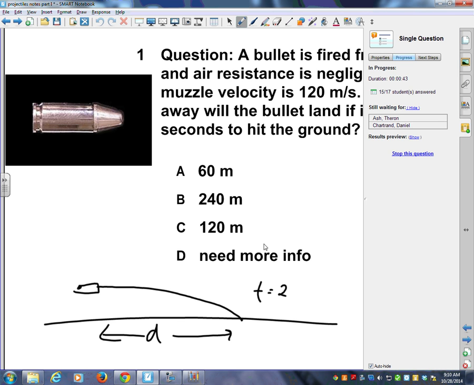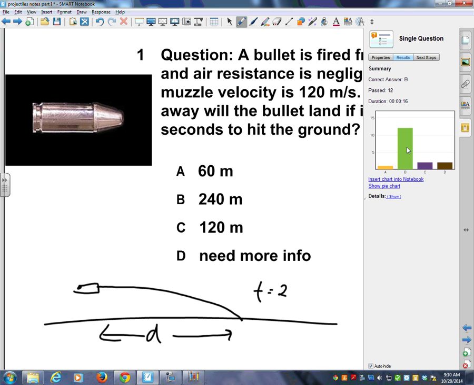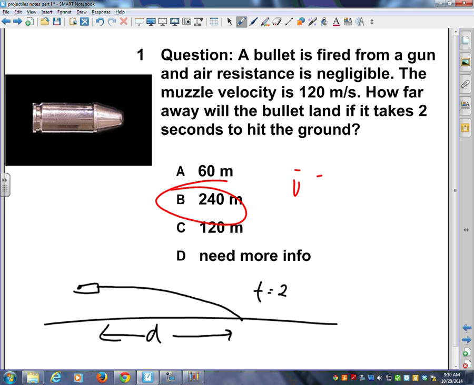You might think it's a trick question. But the answer is B. Why is it B? V bar equals d over t. How fast is it going? 120 horizontally. Time is 2 seconds.